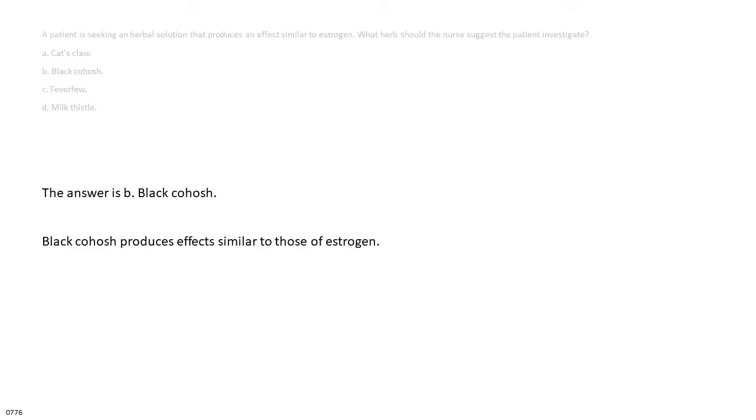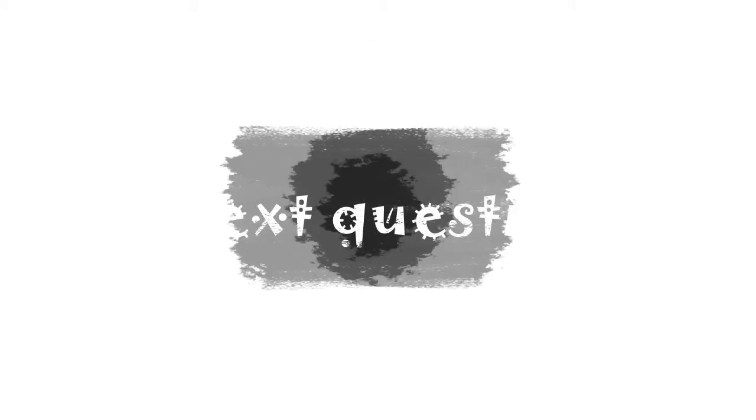The answer is B. Black cohosh. Black cohosh produces effects similar to those of estrogen.